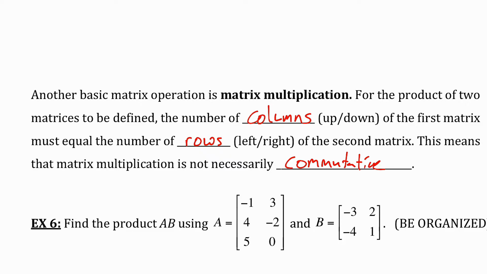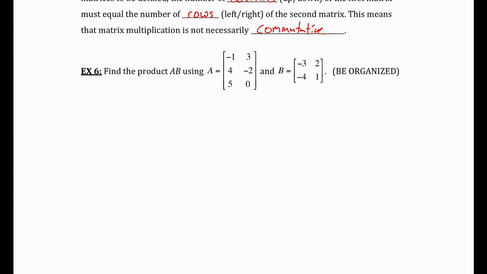So we're asked, in example 6, to find the product AB using matrix A being negative 1, 3, 4, negative 2, 5, 0, and matrix B being negative 3, 2, negative 4, 1. Now, in order to do this, I'm going to write it as A times B equals AB. And in order for us to do A times B, we have to identify the dimensions. So matrix A is 3 by 2, and matrix B is a 2 by 2.